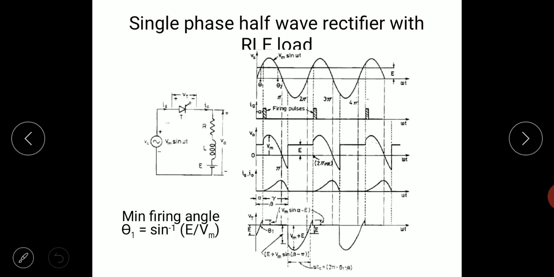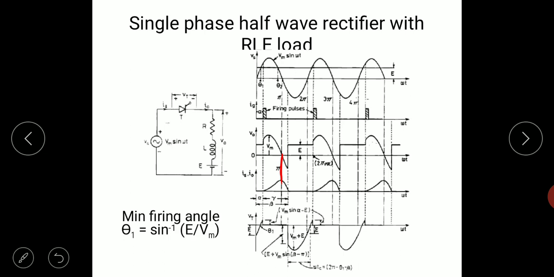So the supply has become equal to the load voltage. This will continue till omega t is equal to pi. At omega t is equal to pi, we can see that because of inductance in the load, the current has not become zero. The current is lagging. It is still finite. And since the current is finite, the thyristor will not get commutated. The thyristor will continue to conduct unless and until the current falls to zero.